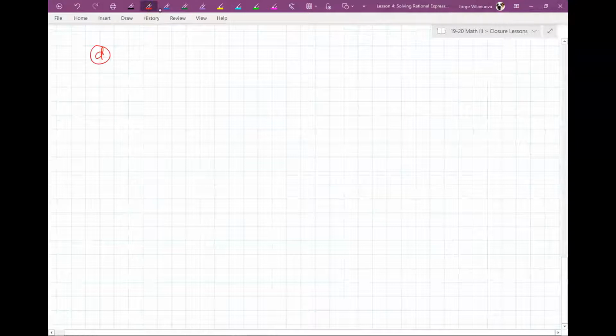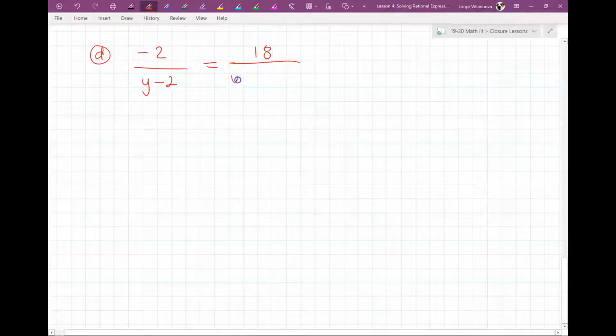All right, so for this next problem here, we got negative 2 over y minus 2 equal to 18 over y squared minus 8y plus 12. Okay, so that's what we end up with when we're doing this problem.